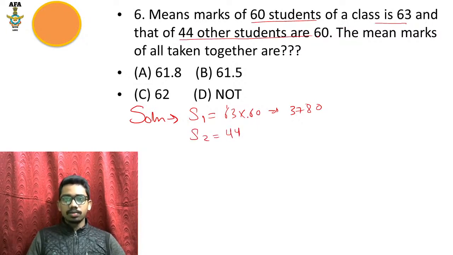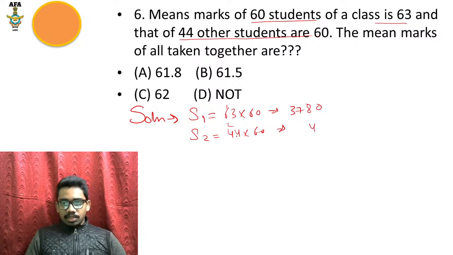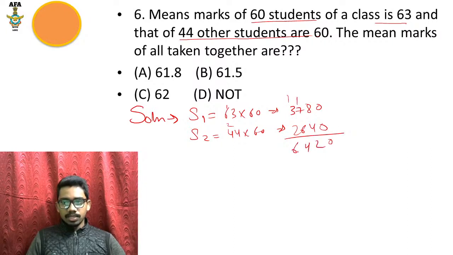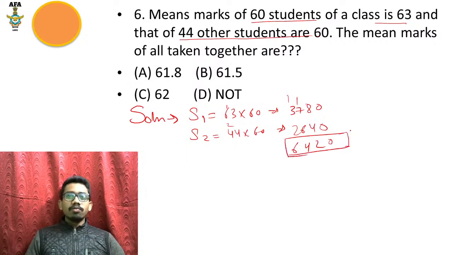This is how much? 44 into 60. 6 4s are 24, so this will be 2640. The total sum is 3780 plus 2640, which is 6420. Now what do we need to do?